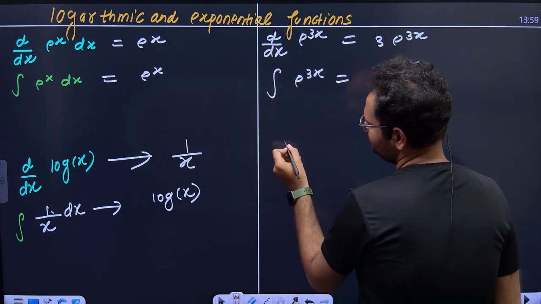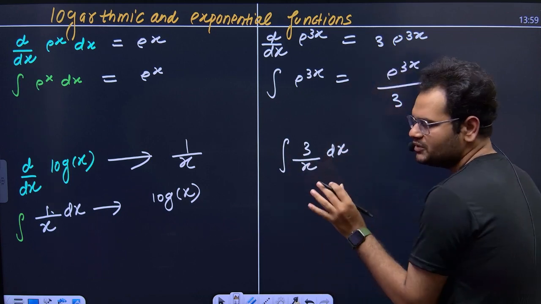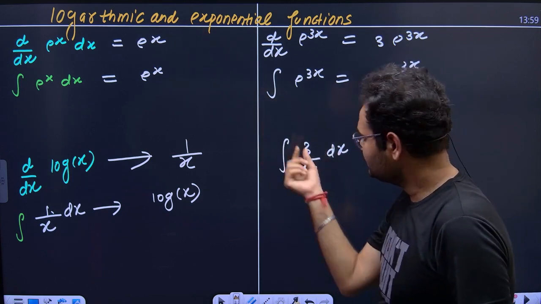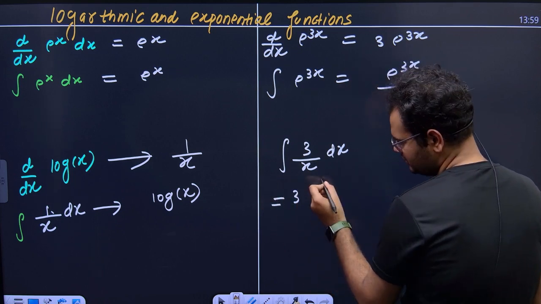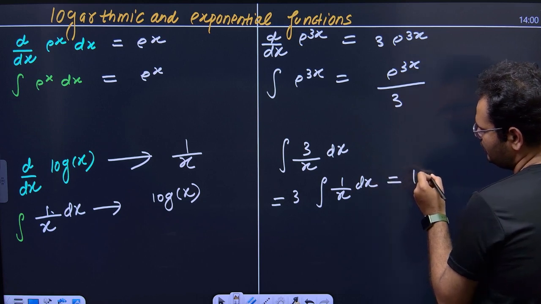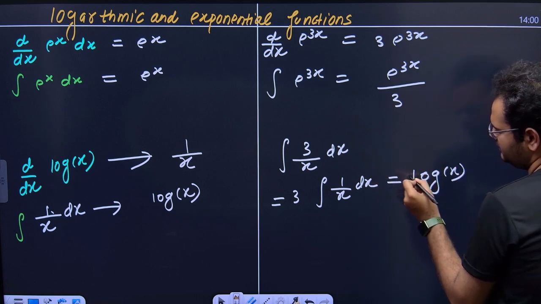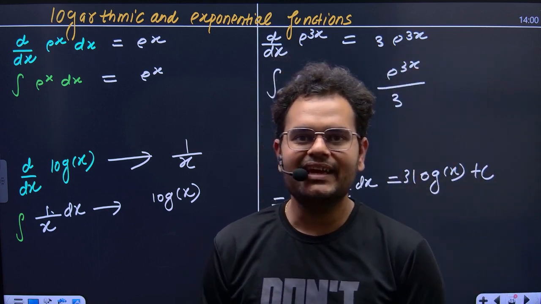Suppose someone asks me, integrate 3 upon x dx. Don't be too smart, don't apply that rule x to the power n, because here n is equal to minus 1. What I will simply do, I will take the constant outside. This is integration of 1 upon x dx, log x. So this 3 is in multiplication and some c will come here. That's it. That's the end of integration.